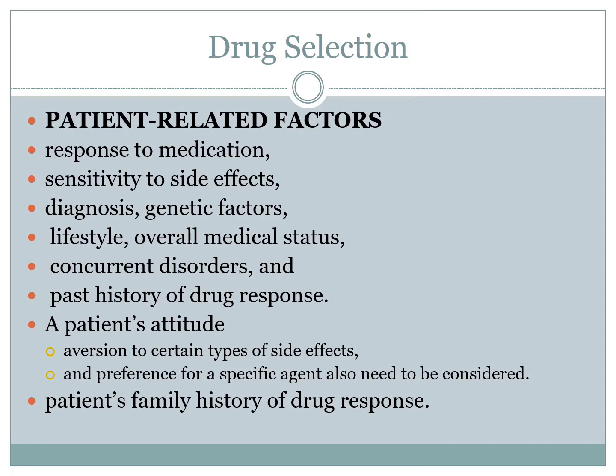Overall medical status like renal impairment, hepatic impairment should also be considered. Comorbid disorders like diabetes, hypertension, and the past history of drug response is also important. If one person responded to a particular drug in the past, that should be preferred in the current episode also. The patient's attitude, meaning aversion to certain types of side effect, should be considered. If the patient is working on machinery or working as a driver, then a sedating agent should not be used in those cases. Patient's family history of drug response is also important.